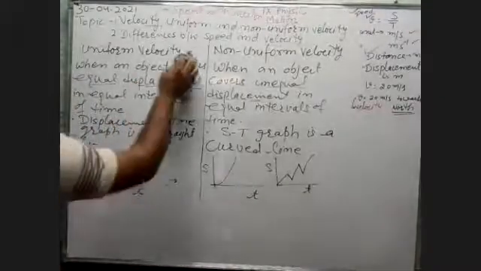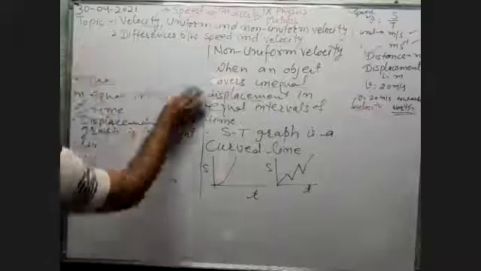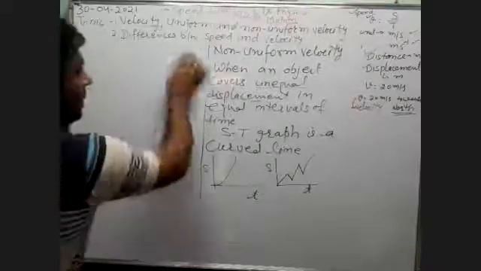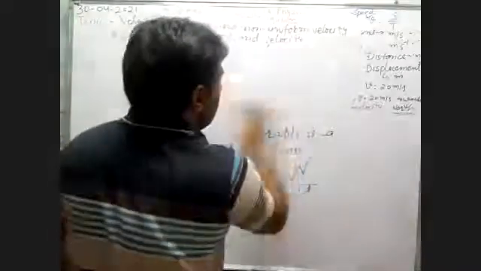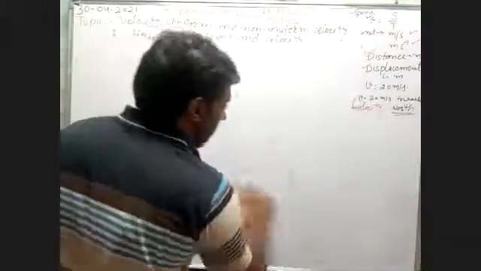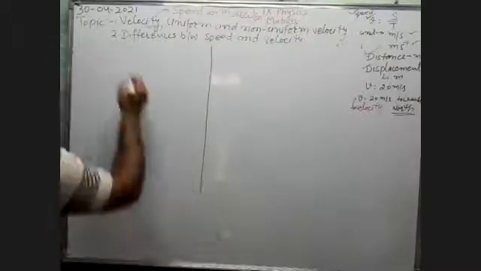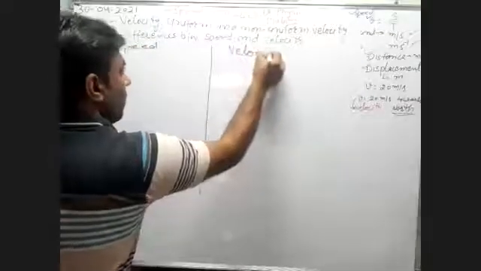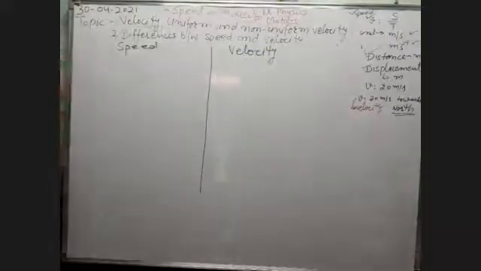Okay, the next topic is differentiating between speed and velocity. You can easily differentiate between speed and velocity on the basis of their definition, their unit, which type of quantity it is, whether a vector or scalar quantity, and which can be positive, negative, or zero. These are the points we will discuss while differentiating speed and velocity. First, we will write the definition.